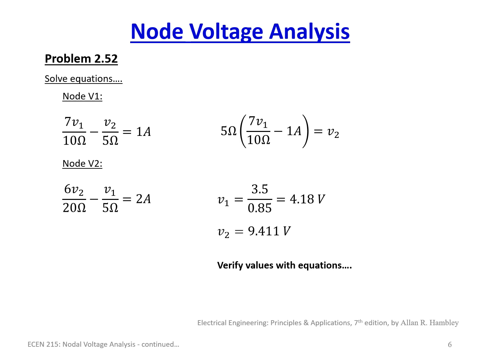So what you would do is plug this value and this value into both of your nodal equations, and you should get, with 7 times 4.18 volts divided by 10 ohms minus 9.411 volts divided by 5 ohms, should equal 1 amp. Same thing here. We should be able to take this exact same formula again for node V2, and I should get 2 amps. So you can take the answers you derive from your algebraic simplification and solving and verify that you get the right values.